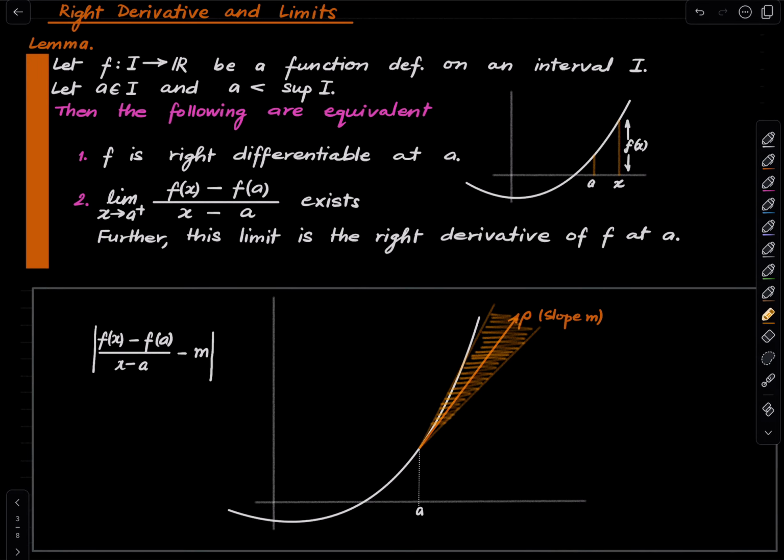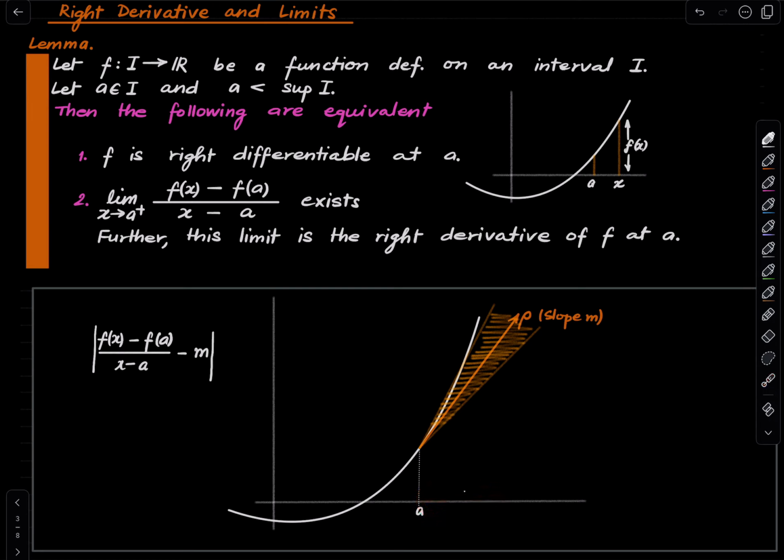Alright, that's the epsilon cone about the right ray. By definition of right differentiability, we know that there is a delta such that for all points within this right deleted delta neighborhood, the graph of the function is trapped in this cone. For every point in this right deleted delta neighborhood, so we get a delta.